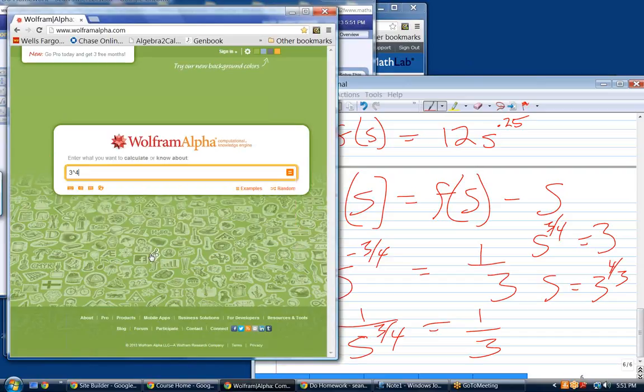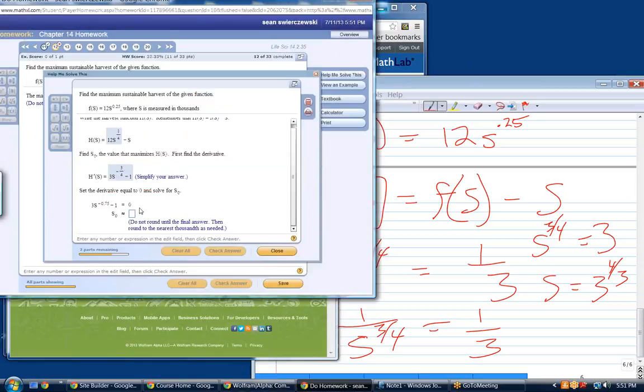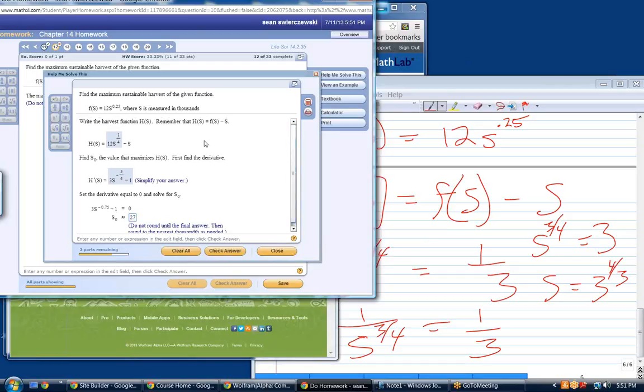Three raised to the 4/3. 27. Before we do this, I want to make sure that, okay, I do not understand, nor would I have been able to figure out, that it says remember. They must have gone over a harvest function in class or something. Because remember that h of s is equal to f of s minus s? I don't understand that, but I guess we don't need to.